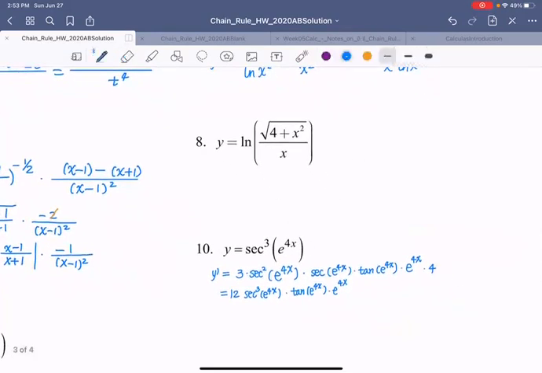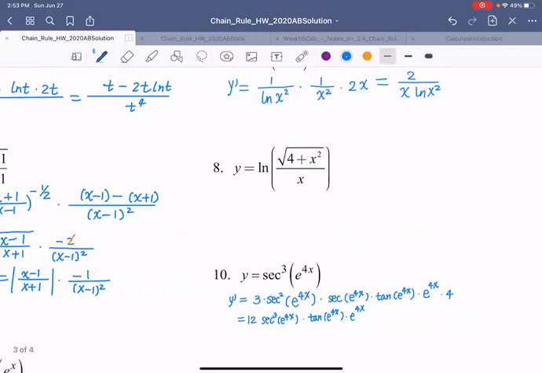Number 8. Angela, let's do number 8. Okay, so you can flip it first, right? So then it becomes x over root 4 plus x squared, times... We can do the quotient rule, right?